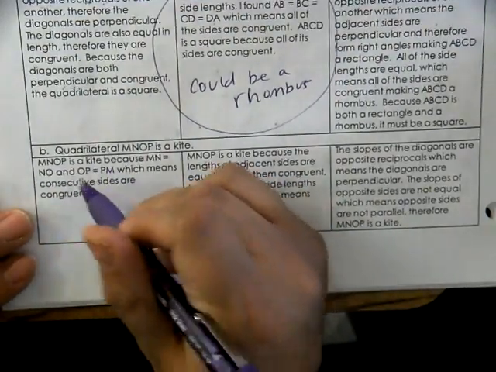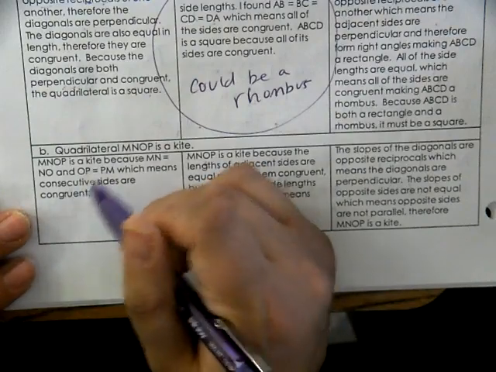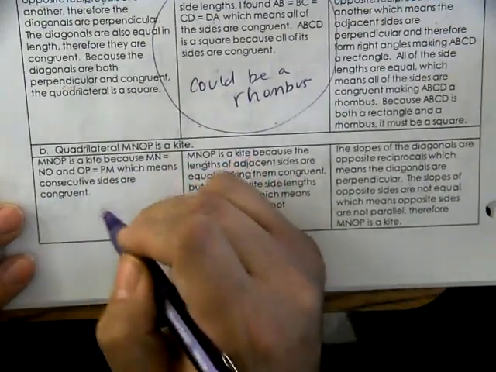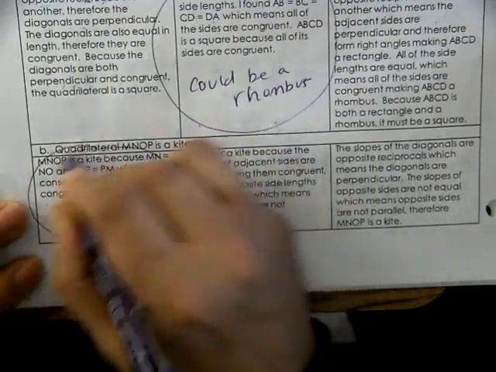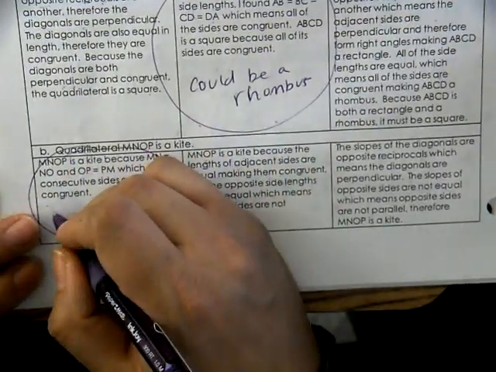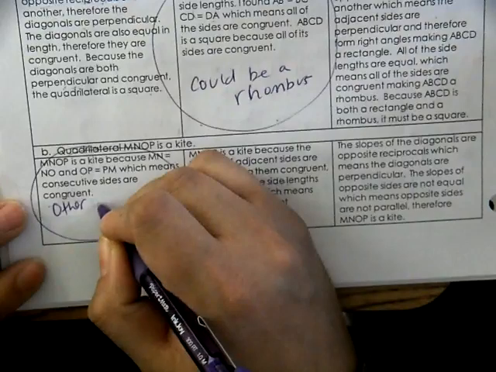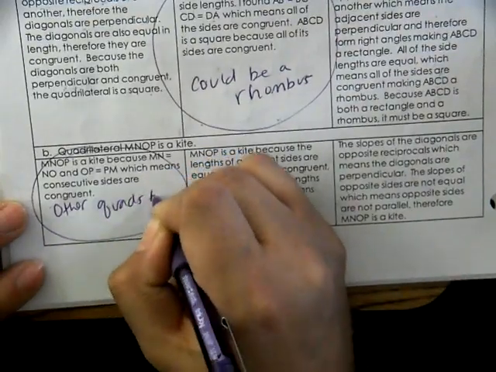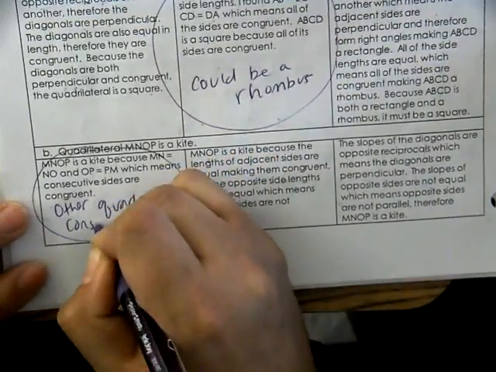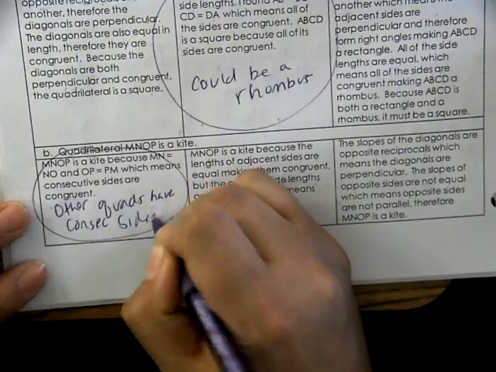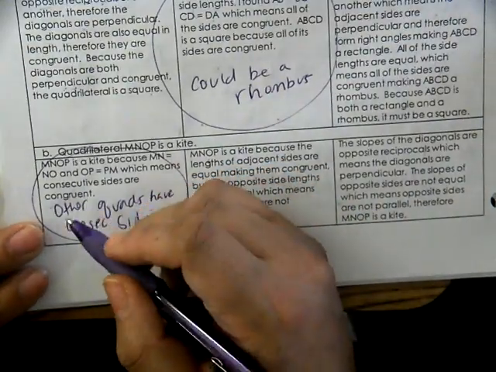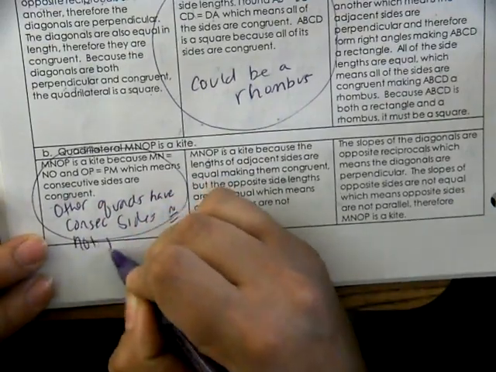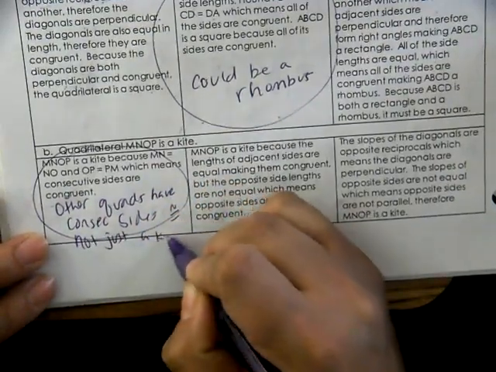Now that part is right, but we don't know if there's a lot of other quadrilaterals that also have this true for them. So that's why there's just not enough information to prove that this would work. So we could write, for a reason, other quadrilaterals have consecutive sides congruent, similar to a rhombus or a square, because then technically all of the sides are congruent, not just a kite.